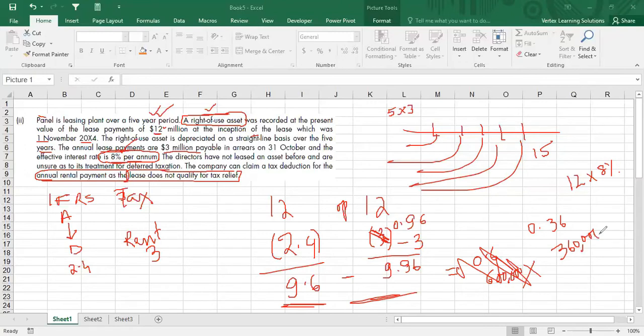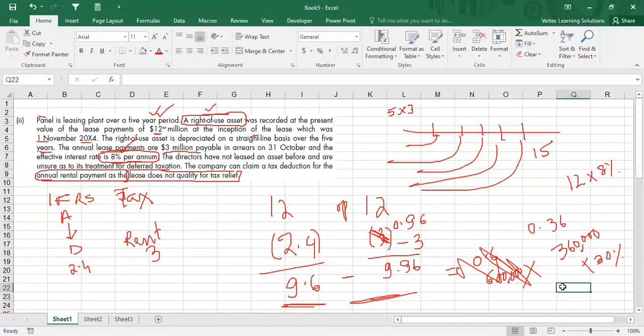And that 360,000 multiplied by your tax, which is 30% for this question. So 360,000 into 30% should be 108,000. Now, this is going to be the deferred tax. This is going to be the temporary difference. So 108,000, is it going to be a deferred tax asset or deferred tax liability? Can somebody tell me?